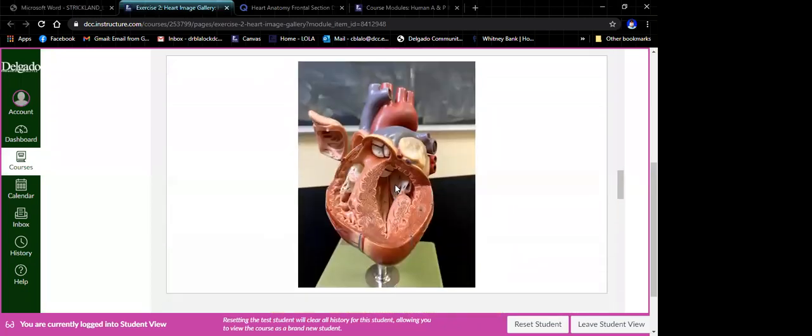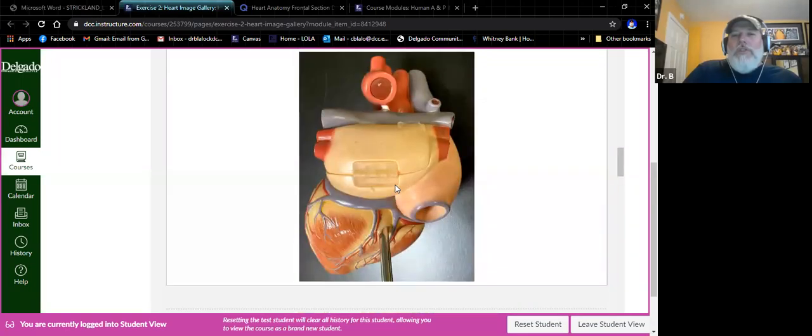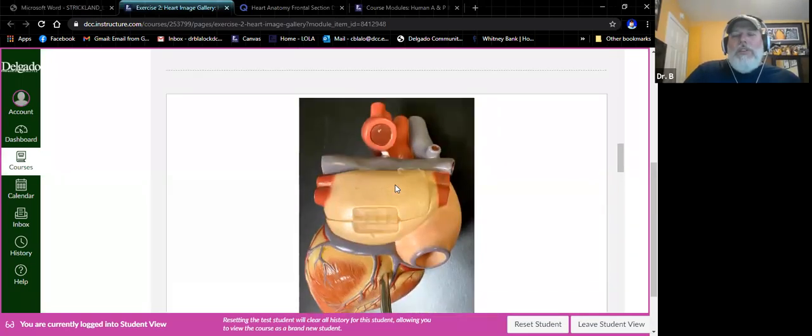Does that make sense? Yeah. All right. Now there's one other structure that I want to show you that is on your list that we don't have on the Quizlet, and that's this little piece of what looks like connective tissue right there. That little piece right there is called the ligamentum arteriosum.